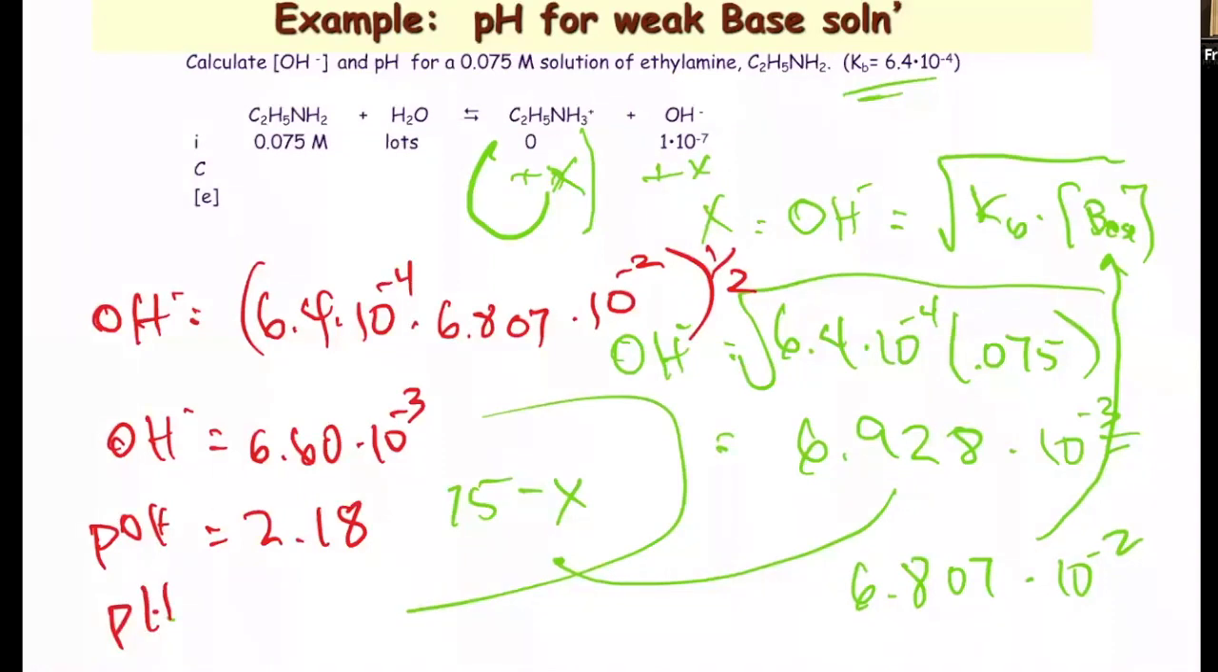Then I subtract 14 from that. So my calculator has negative 2.18. I'm not going to hit the negative sign and make it positive. I already know that the pOH is positive. I'm just going to add 14 to this, and I get 11.82. That's natural log, right? No, log base 10. Got it, Max. Good question. So I got 11.82 doing this quick iteration.